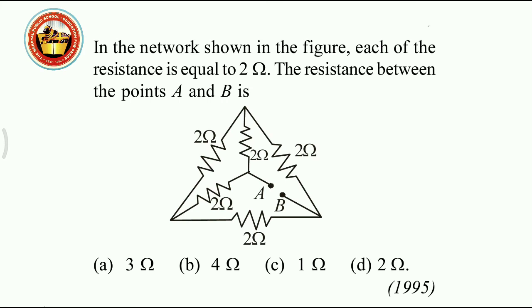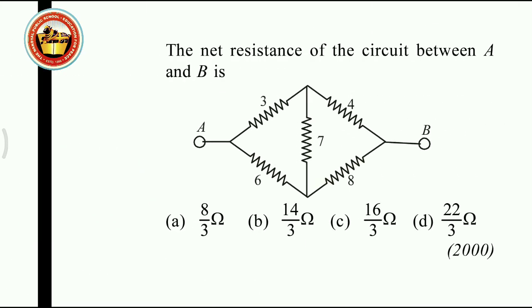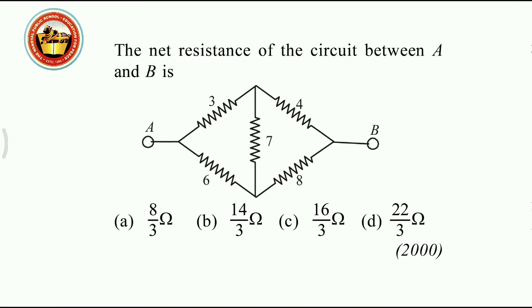Question number 1. In the network shown in the figure, each of the resistances is equal to 2 ohms. The resistance between the points A and B is? Next question. The net resistance of the circuit between A and B is? These questions are very important for NEET, JEE and CBSE board exams.